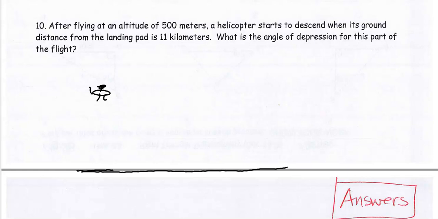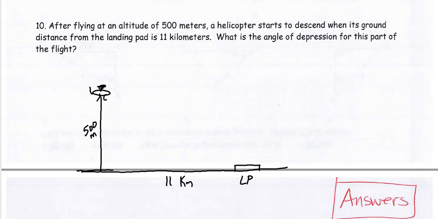Distance of 500, altitude. So we're at 500. Starts to descend when its ground distance from the landing pad. So this is going to be our landing pad. And the ground distance is 11 kilometers. Ooh, this one's kind of weird because we have kilometers and then we have meters. So we can't just use 2 random measurements. So we got to kind of tweak this a little bit.